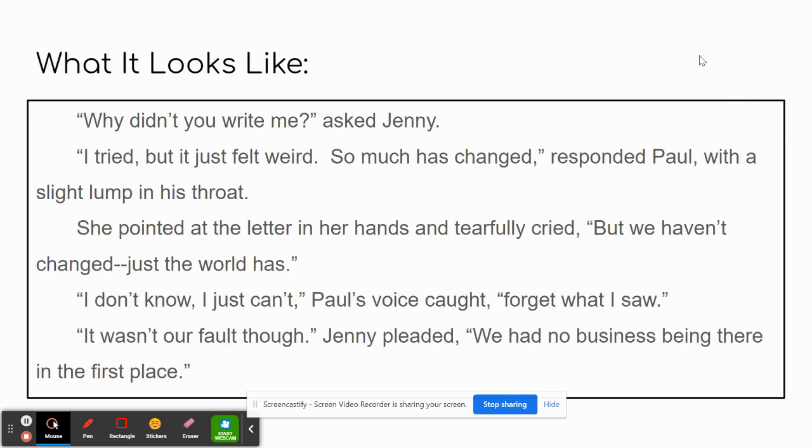Here's some sample dialogue. You're going to notice, first of all, this is a paragraph. These two lines are one paragraph. This is a paragraph, this is a paragraph, and this is a paragraph. Because every time the reader or the speaker switches, you start a new paragraph.